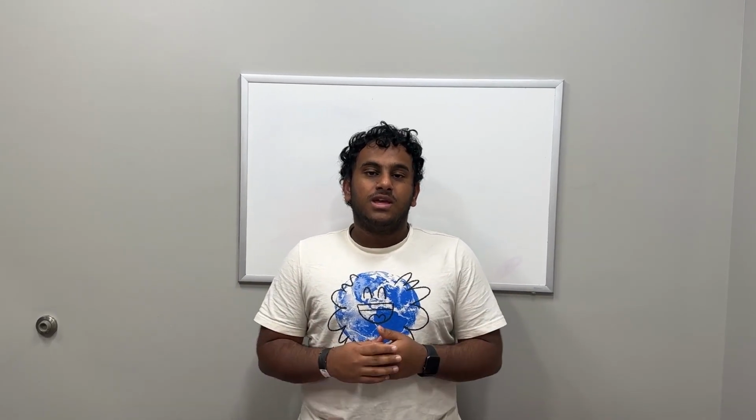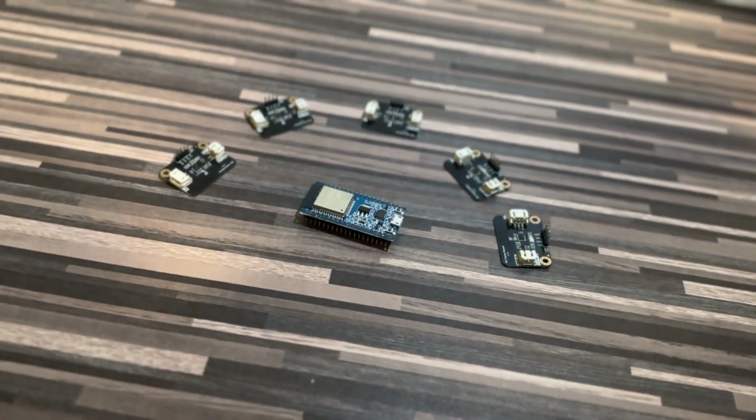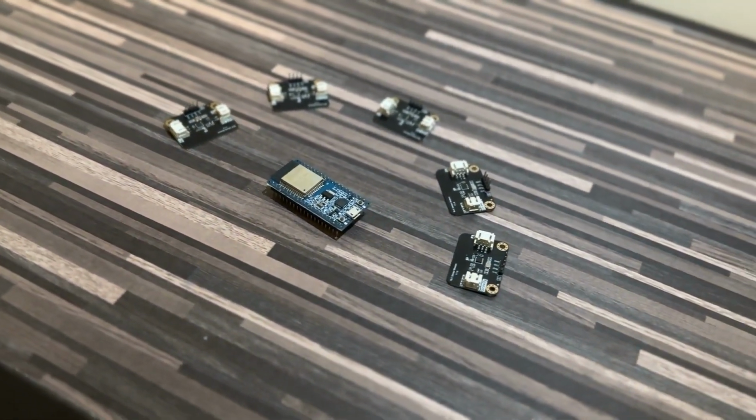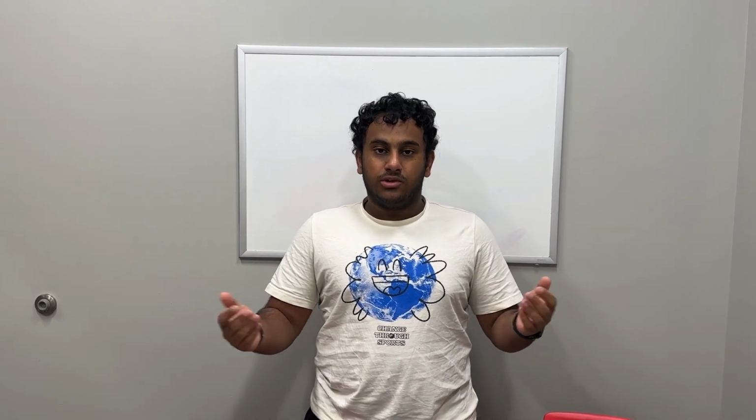So, we decided to use a system of BLE beacons. BLE beacons are low-energy Bluetooth beacons that transmit an RSSI signal value to your phones. So, your phone can pick up these RSSI signal values, and based off the signal strength of all these different beacons, can essentially put together a localization system of where you are in the building.